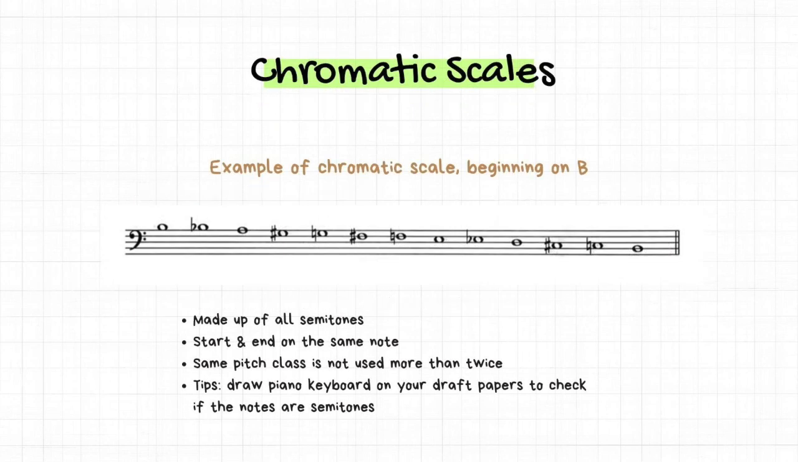This is an example of a chromatic scale beginning on B correctly written. Firstly, they have to be made up of all semitones, start and end on the same note. The same pitch class is not used more than twice. Here is a tip. You can draw the piano keyboard on your draft papers to check if the notes are all semitones. And I'll show you how to draw the piano keyboard from scratch.